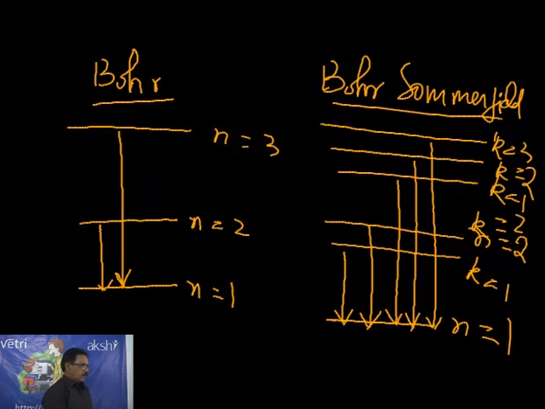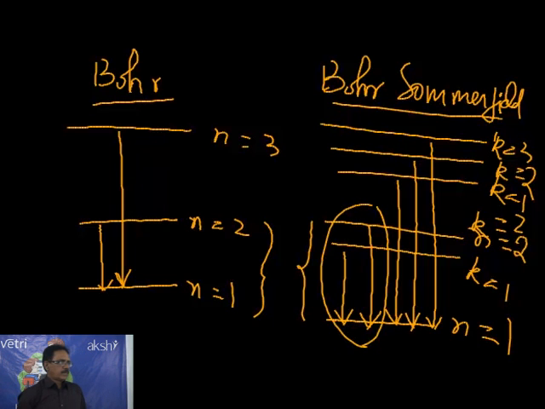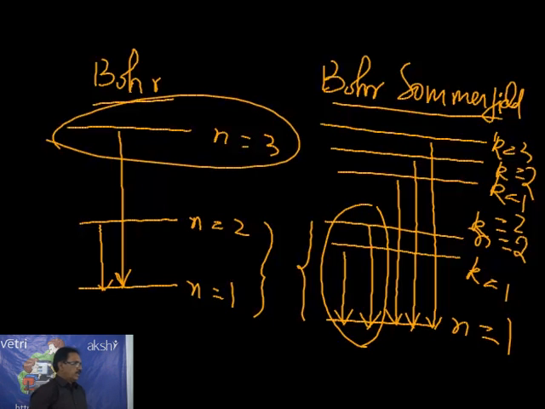So Bohr and Bohr Sommerfeld can be very clearly differentiated here. Let me repeat. If the transition takes place from n2 to n1, there is only one line for Bohr, whereas in the case of Bohr Sommerfeld, there are two lines. So there is a main n equal to 1 Bohr shell, and in Bohr Sommerfeld, k is called a subshell. Then if you go for n equal to 3, in the case of Bohr, there is again only one line, n3 to n1.